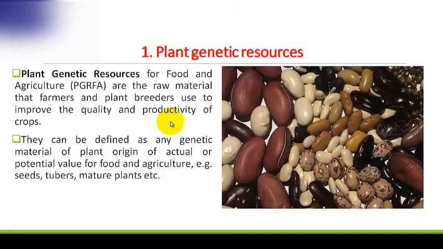Plant genetic resources. We can define plant genetic resources as any material of plant origin of actual or potential value for food and agriculture, such as seeds, tubers, mature plants, etc. Plant genetic resources include all our agricultural crops and some of their wild relatives because they possess valuable traits. These resources contribute to people's livelihood by providing food, medicines, feed for domestic animals, fibers, clothing, shelter, and energy.